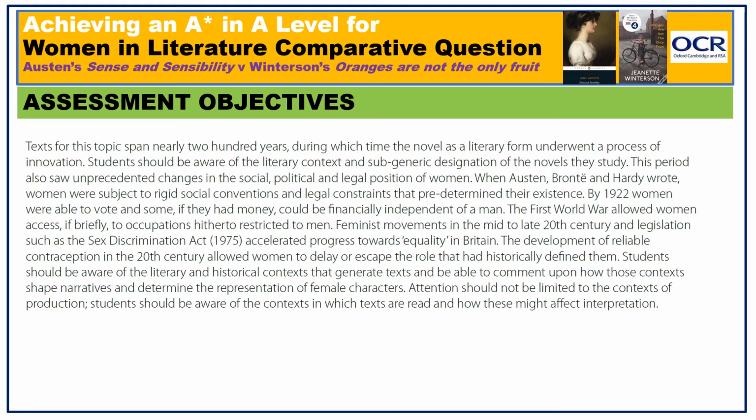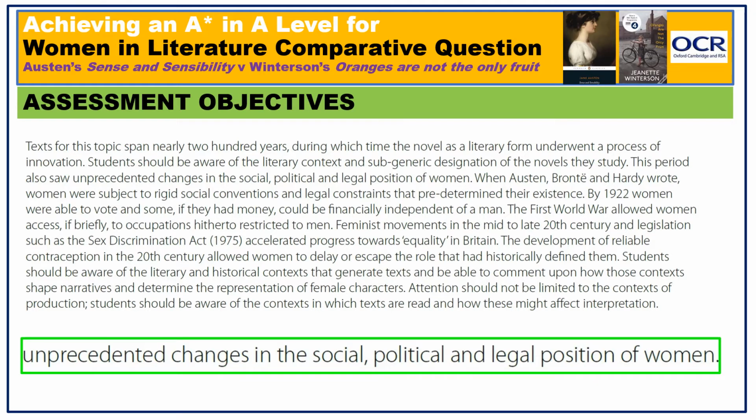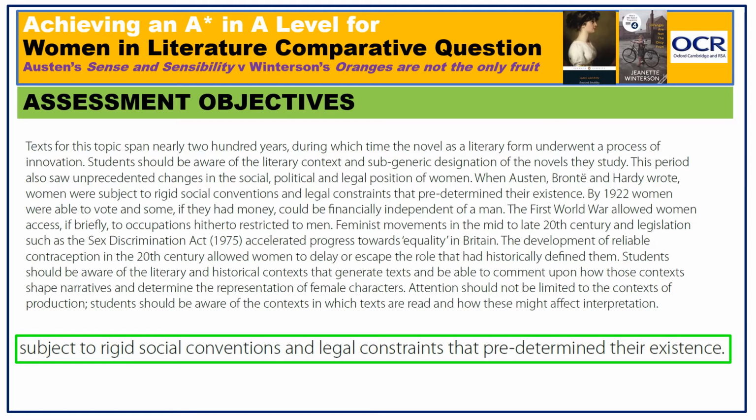Well, an OCR A-level delivery guide to the Women in Literature theme draws attention to the unprecedented changes in the social, political and legal position of women over the past 200 years. In Austen's time, women were subject to rigid social conventions and legal constraints that predetermined their existence. Sense and Sensibility was first published in 1811. Women would not be given the vote for a further 111 years.